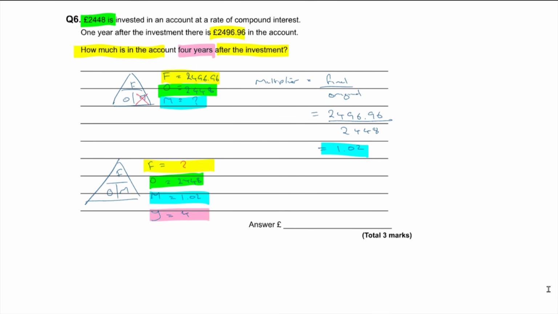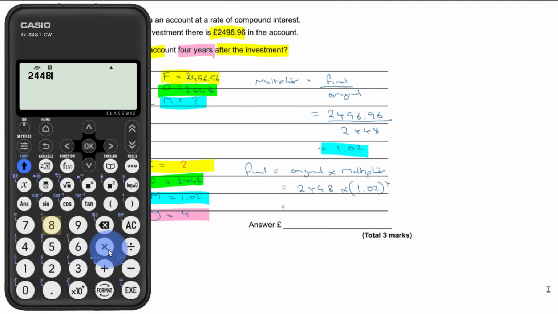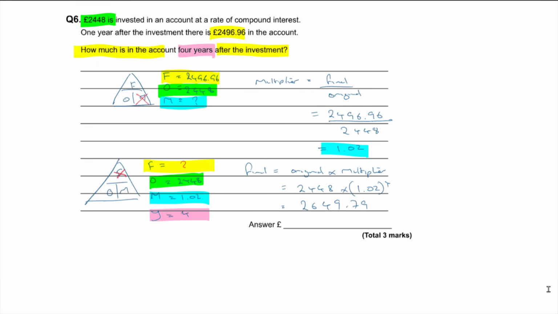Covering up the thing I want to find, I'm going back to finding the final. So the final equals original times multiplier to the power of y. That's going to be 2448 times 1.02 raised to the power of 4, and that comes to 2649.79. Yeah, that's our final answer.